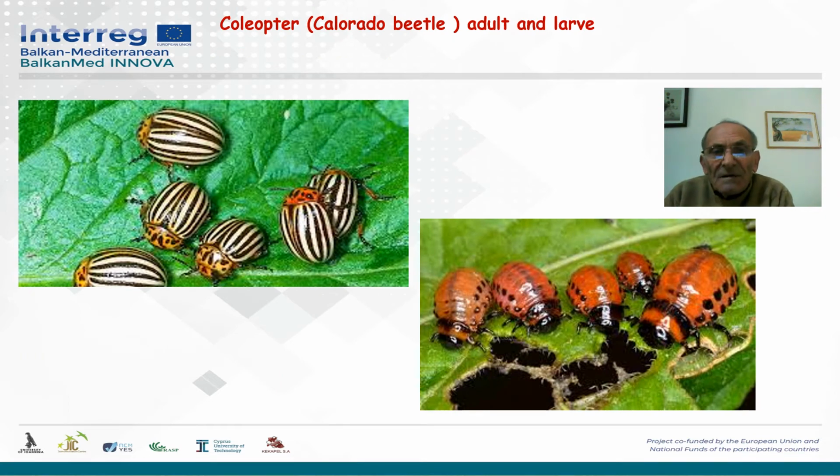We see here the Colorado beetles, Leptinotarsa decemlineata. We see here the adult and the larva. The adult eats not so much biomass, but the larvae are very dangerous. Within some days they can destroy the whole parcel of potatoes because they are very aggressive in reduction of biomass.